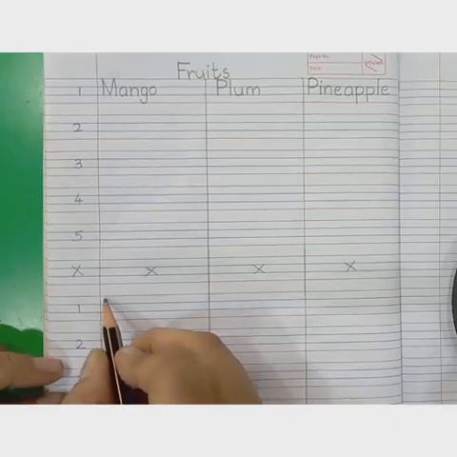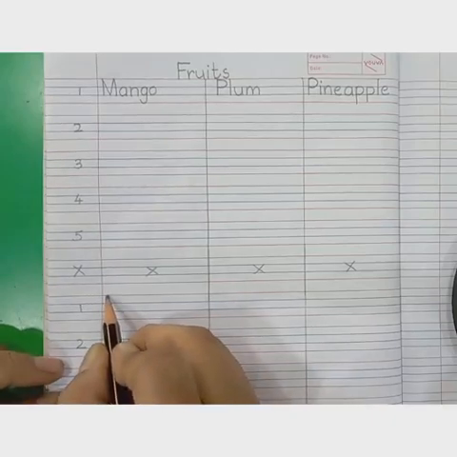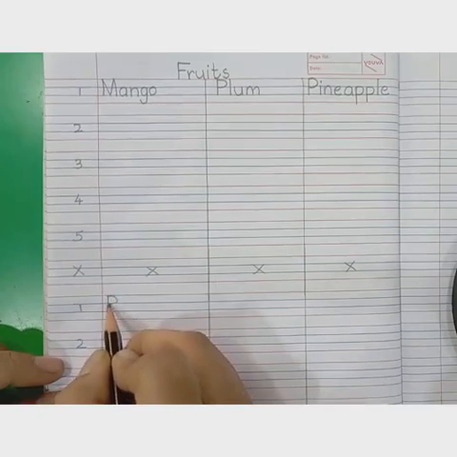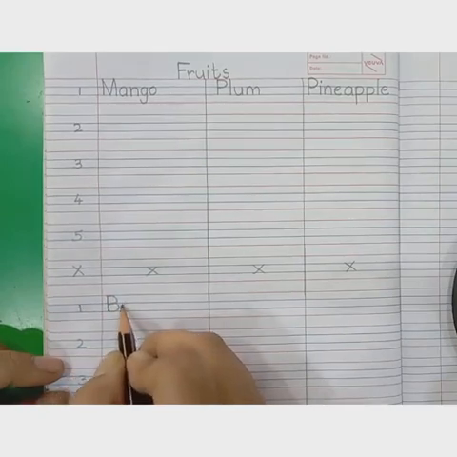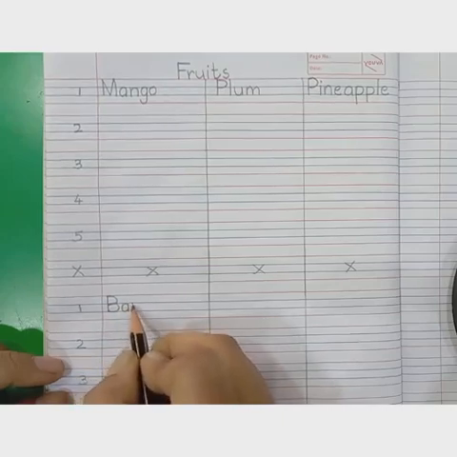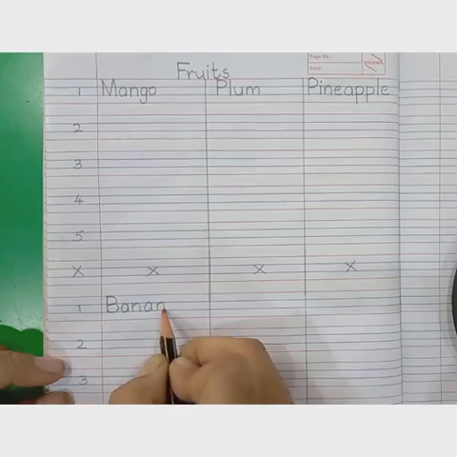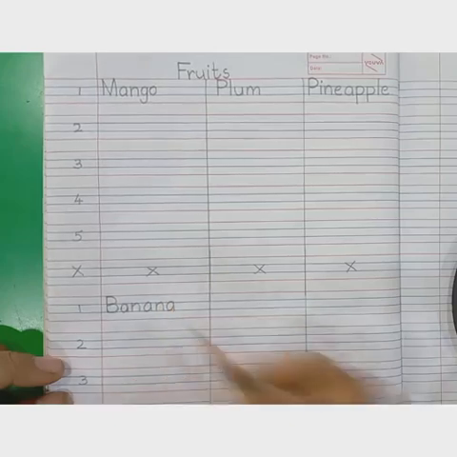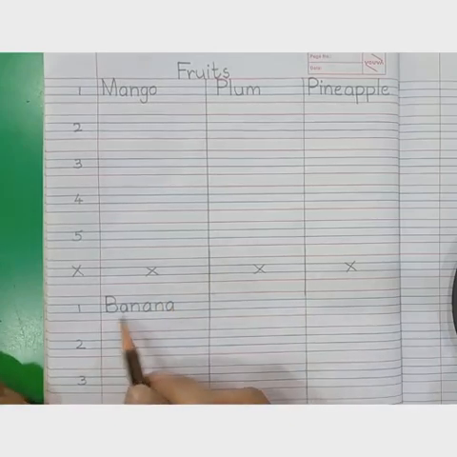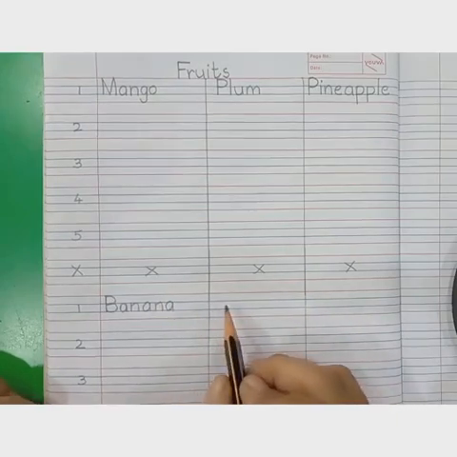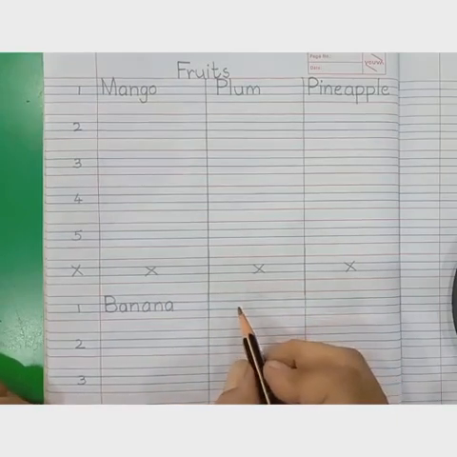So, first alphabet capital B. That is B A N A N A, banana. B-A-N-A-N-A, banana. Now, after banana, we'll write grapes.